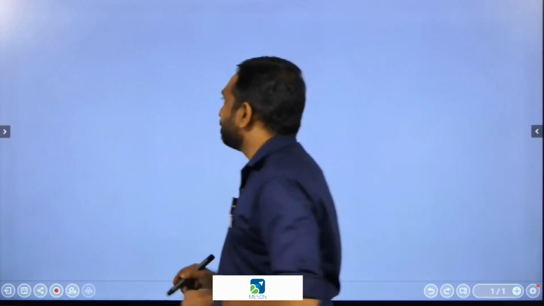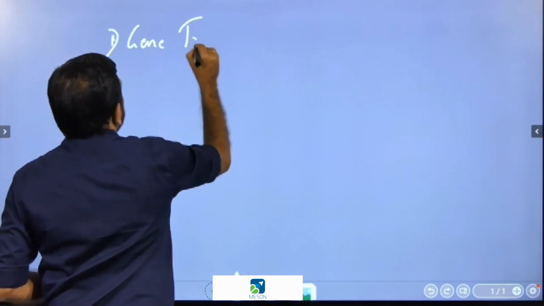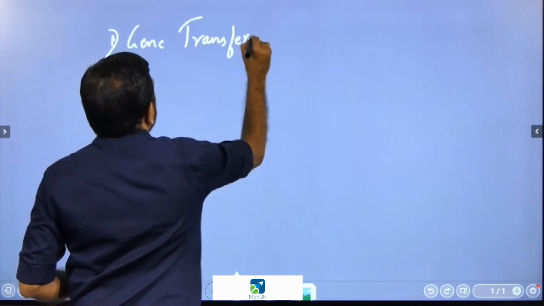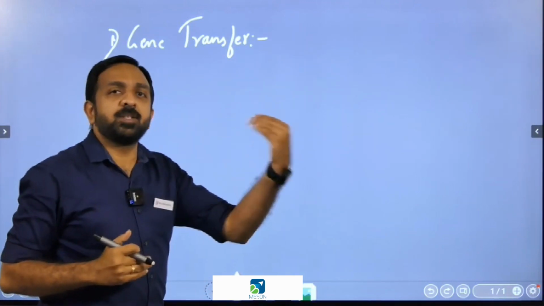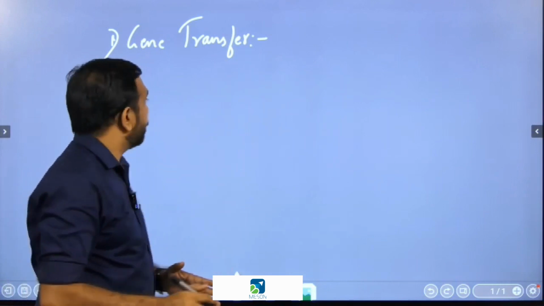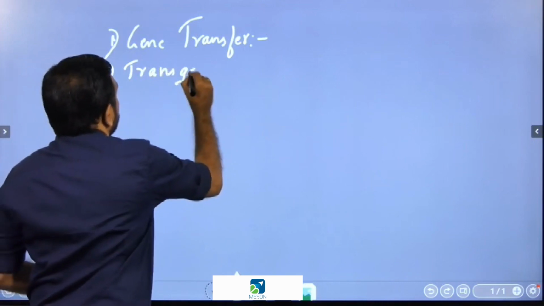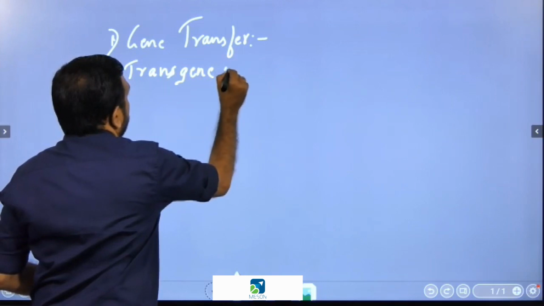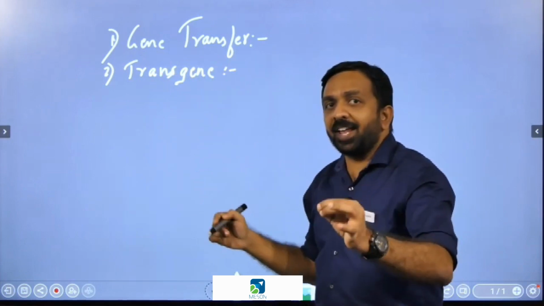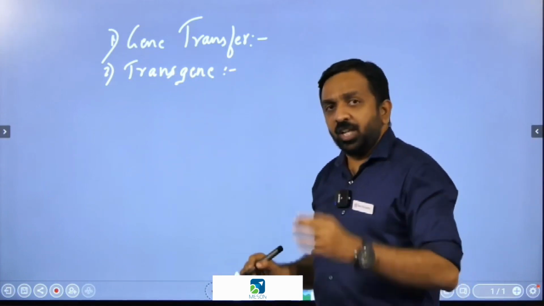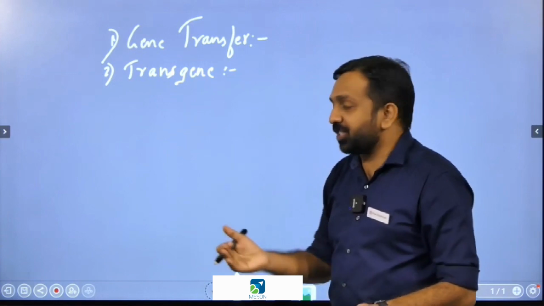We'll start with the first one, gene transfer. Gene transfer, very simple term. Transfer of a gene from one organism to another. This is a very common term. Second one, transgene. What is transgene? Gene transfer involves transferring a gene from one organism to another organism. Transgene is the gene that is getting transferred. The gene that is getting transferred is called a transgene.